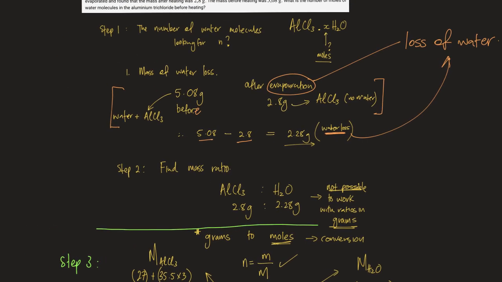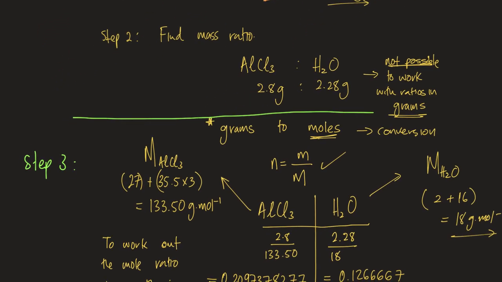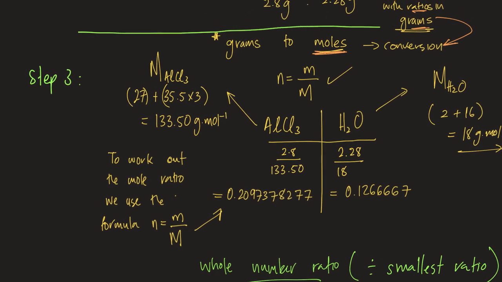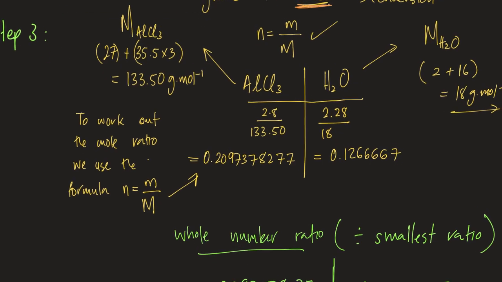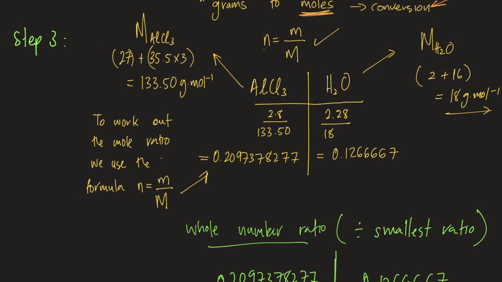Once you find the mass, the second step is to find the mass ratio. Remember, you cannot work with ratios and grams. Those grams need to be converted into moles. How do we do that? We use our formula for moles. Can you see I've got moles and I've got mass? So I can use that formula to go from mass to moles or moles to mass. Remember, this calculation corresponds with that formula, so you get marks for substitution.